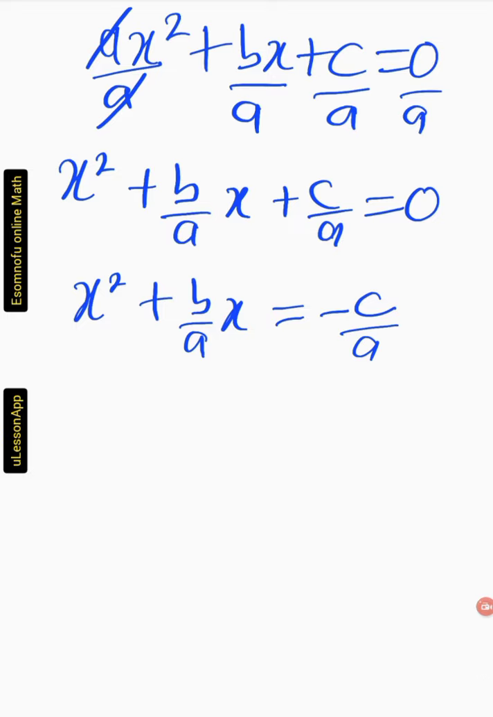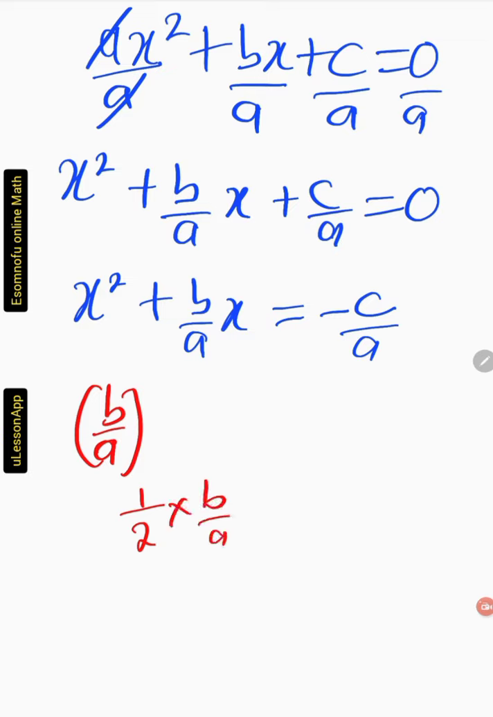Then after this, get the coefficient of x. The coefficient of x here is b over a. So that b over a, which is the coefficient of x, find half of it, then square it. That is to make it a perfect square. In order to make an expression perfect, you have to get the coefficient of x, divide it by 2, then square it and add it to that particular equation so that the quadratic equation can be a perfect square. So 1 times b is b, over 2 times a is 2a.